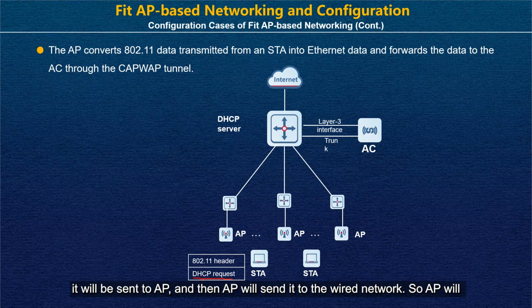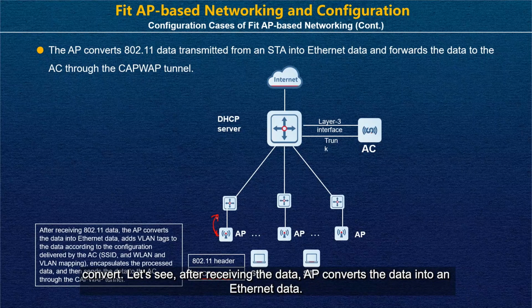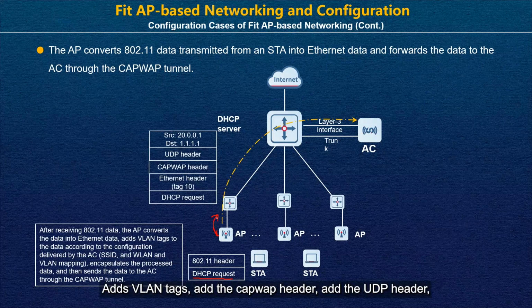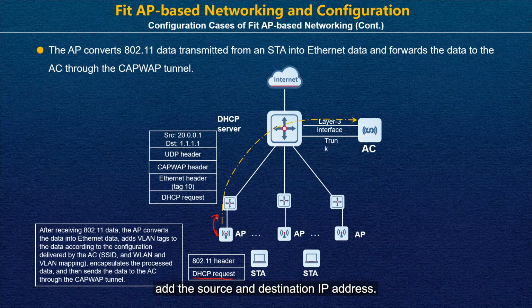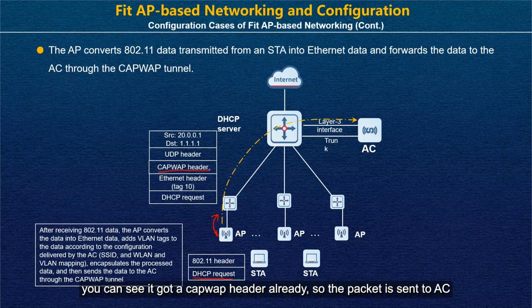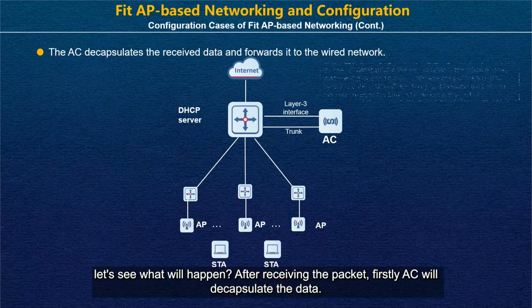And since the AP will send it to the wired network, the AP will convert it. Let's see. After receiving the data, the AP converts the data into Ethernet data. Add a VLAN tag, add a CAPWAP header, add a UDP header, add the source and destination IP address. Then this packet will be sent to the AC through the CAPWAP tunnel, because you can see it got a CAPWAP header already. So the packet is sent to the AC through the CAPWAP tunnel.